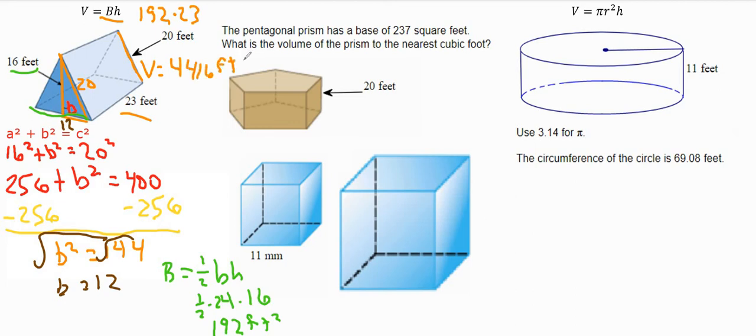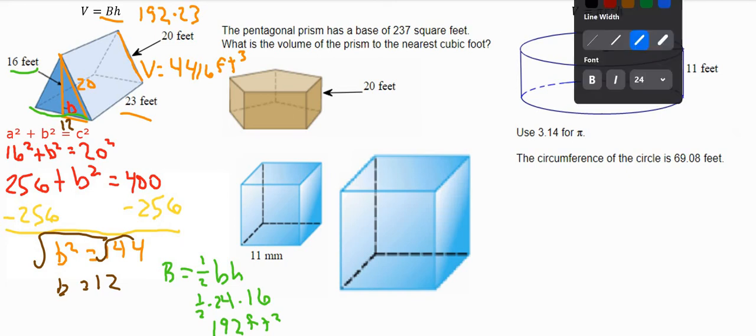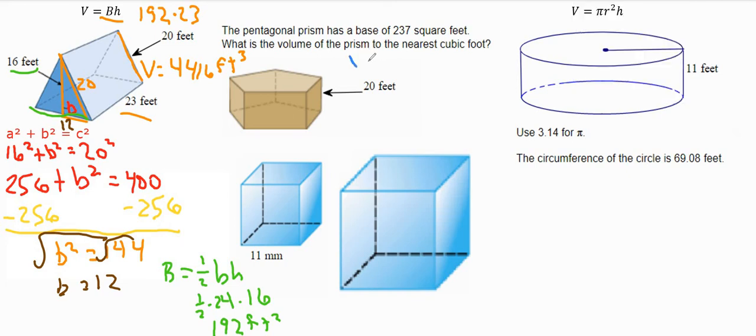And thankfully the next one's a lot quicker. The pentagonal prism has a base of 237 feet. And what is the volume of the prism to the nearest cubic foot? Well, volume is just base times height, area of the base times the height. We are given that the base is 237, and then we can see that the height is 20. So 237 times 20 is 4,740 cubic feet.